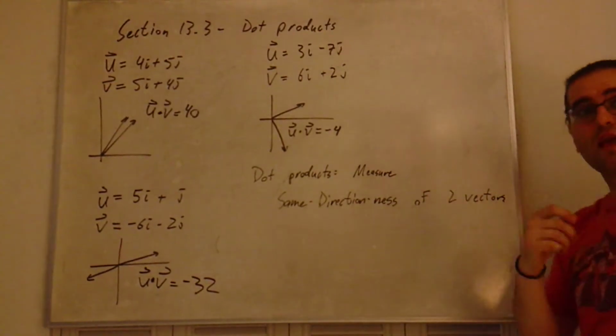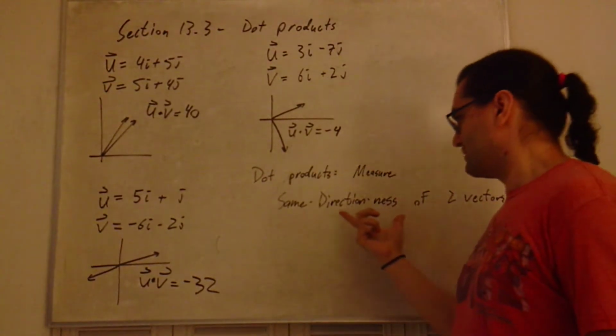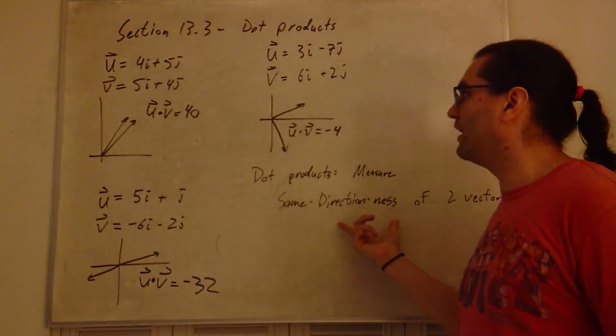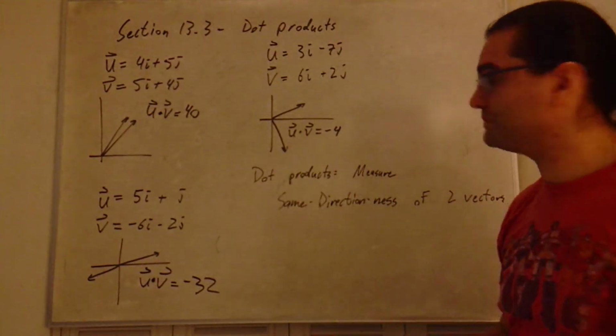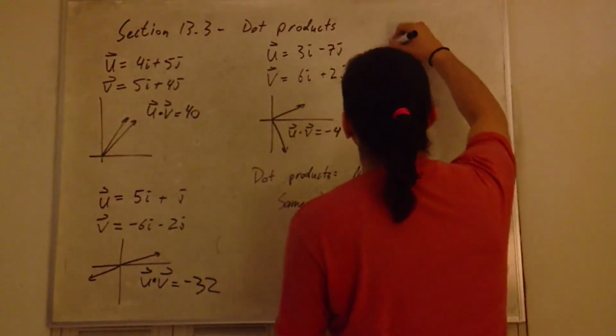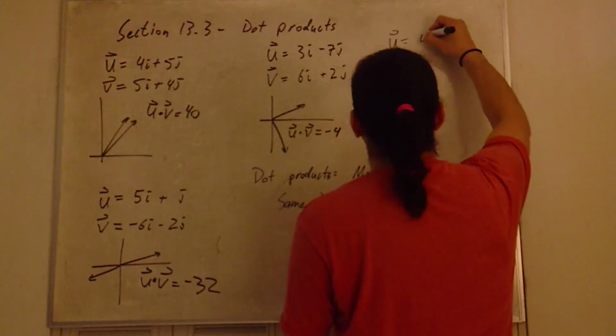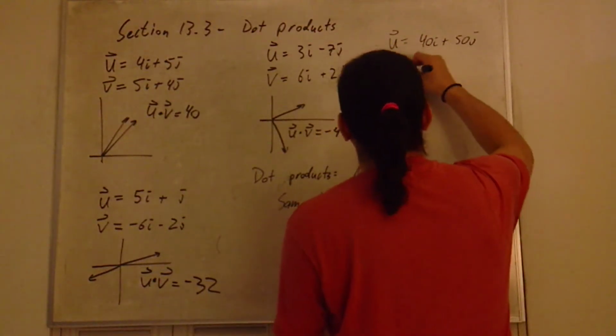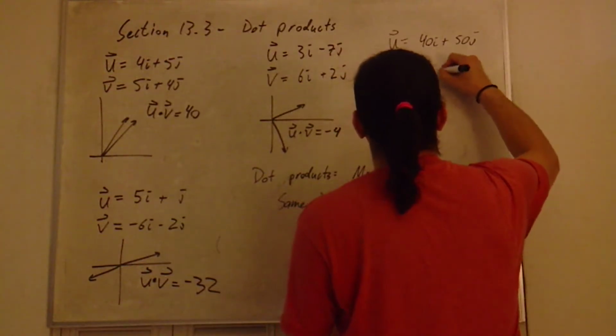So, let's use this assumption and try another example and see what we get. I'm going to do something based vaguely on this. I'm going to do u is 40i plus 50j, and v is 50i plus 40j.